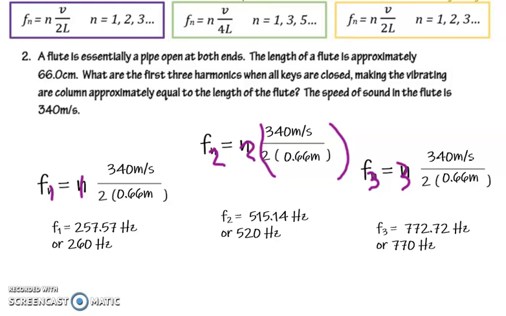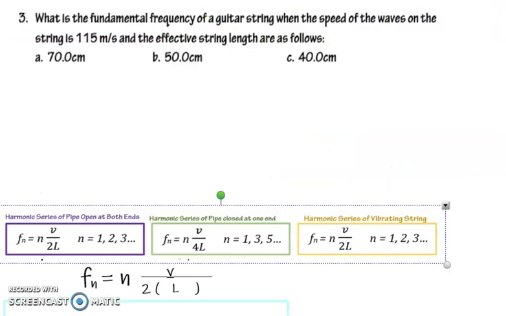Okay, I'm going to move on now to number 3. Okay, what is the fundamental frequency of a guitar string when the speed of the waves of the string is 115 meters per second? Okay, and the string's lengths are as follows. So when you put your finger between some frets on the guitar handle, I can't think what it's called right now, but when you put your finger at different lengths, it changes the length, and so you get a different frequency, you get a different pitch, a different note.